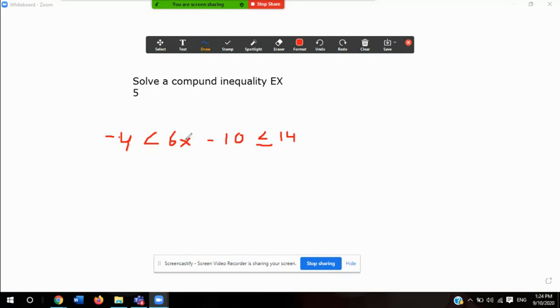I want to isolate the 6x, so I have to get rid of the 10. That means that in order for me to get rid of the 10, if it says minus 10, I have to add 10. But the difference is that I'm going to add 10 to every part of this inequality. So this is going to be 14 plus 10 on this side, and -4 plus 10 on this side.